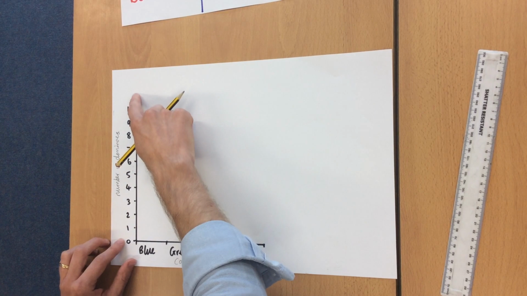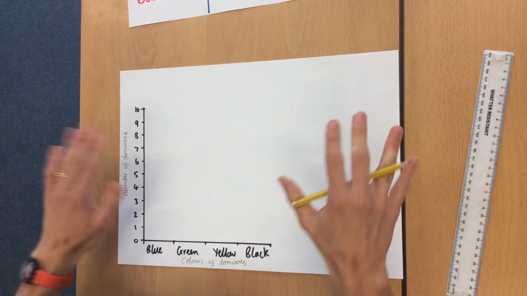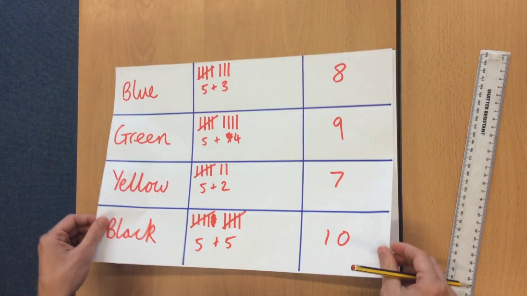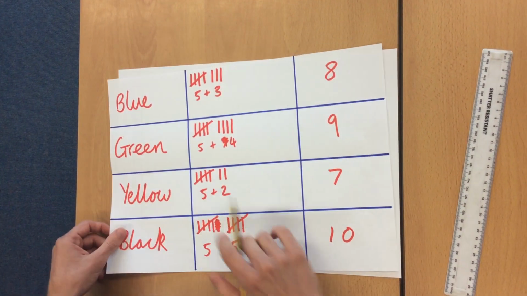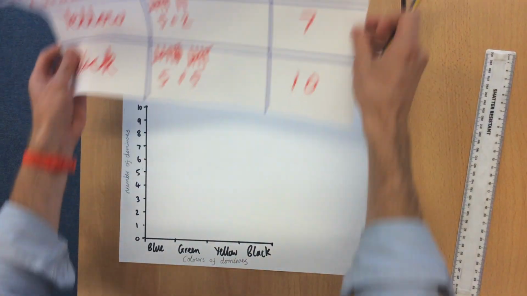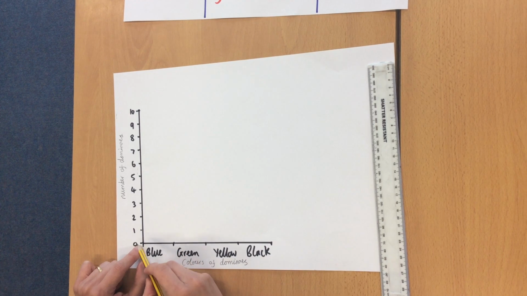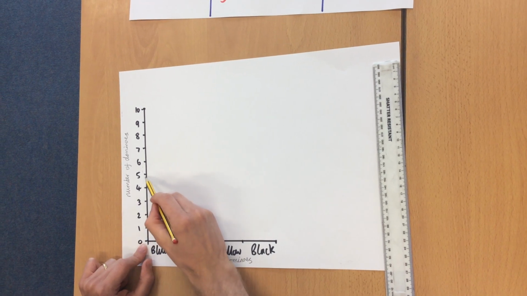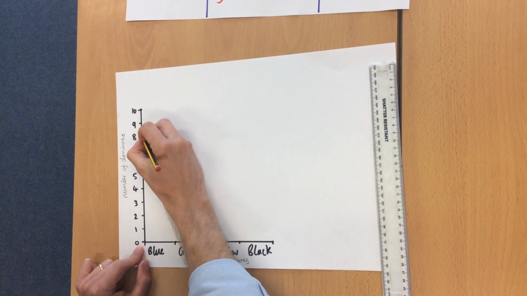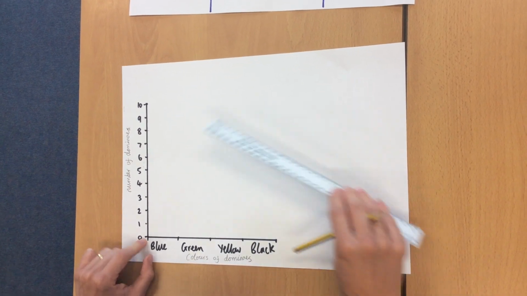Right, now I've got my y-axis, my x-axis. I've got it labelled. I'm ready to rock and roll. Right, first of all, for blue, I had 8 coloured dominoes. So I'm going to go back to my bar chart. Here's blue. I need to go up to 8. 1, 2, 3, 4, 5, 6, 7, 8. I'm going to make a little mark there. So my bar chart's going to start from there.